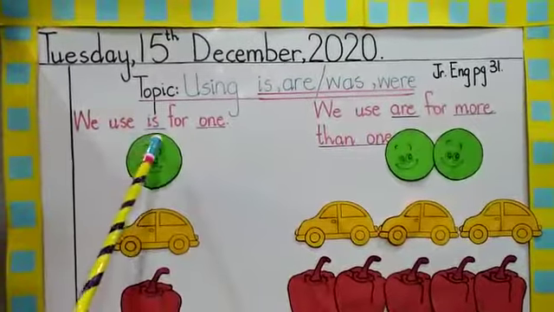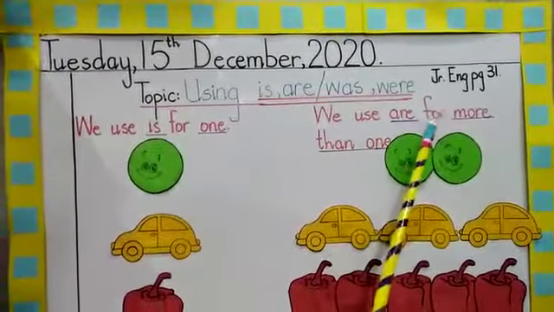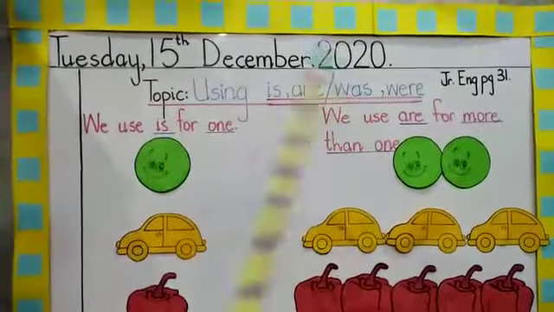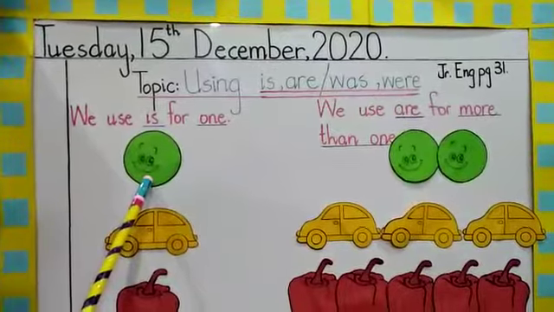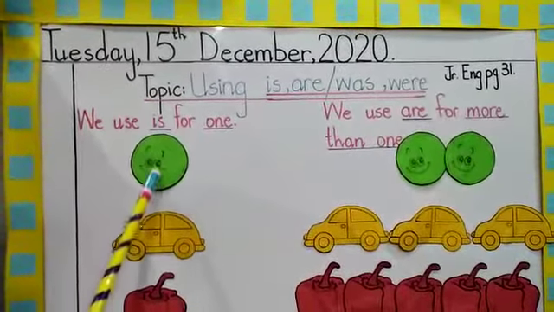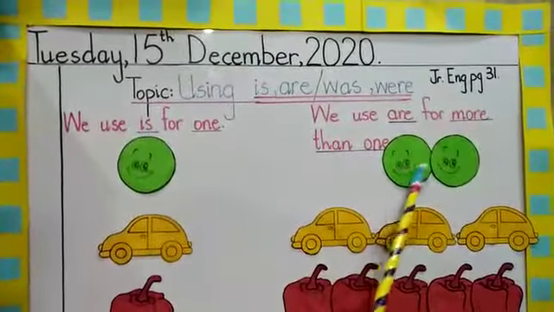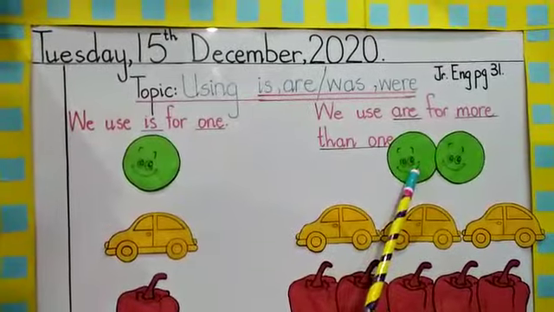We use is for one. We use are for more than one. Here we have one circle, so we will say this is a circle. Here we have two circles. What will we say? These are two circles.